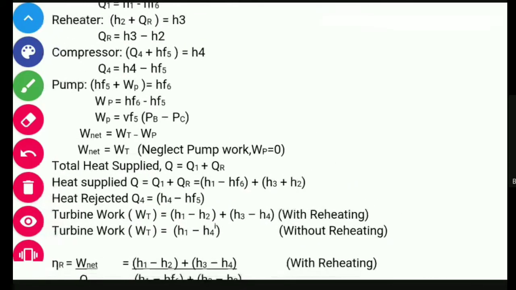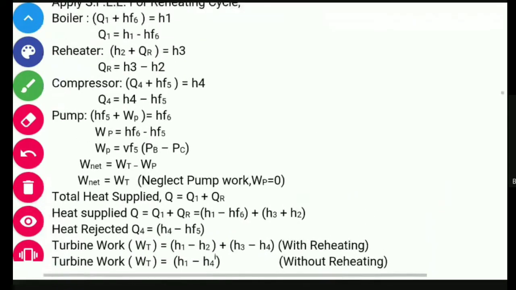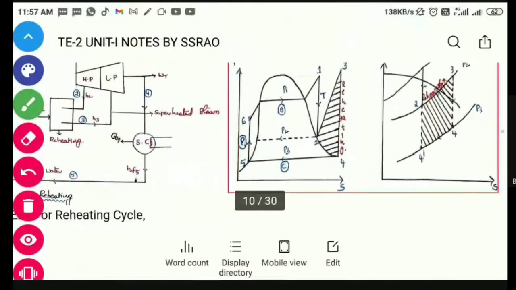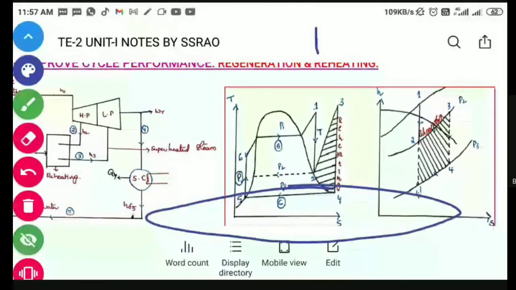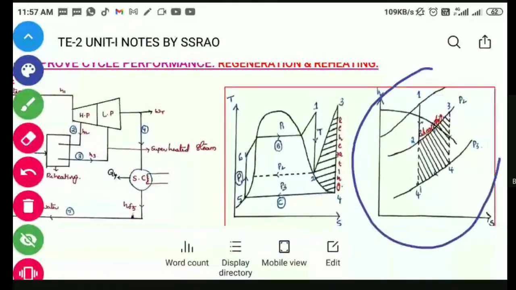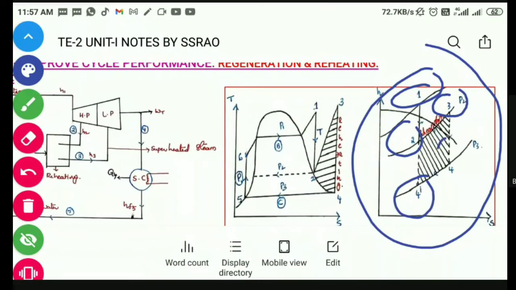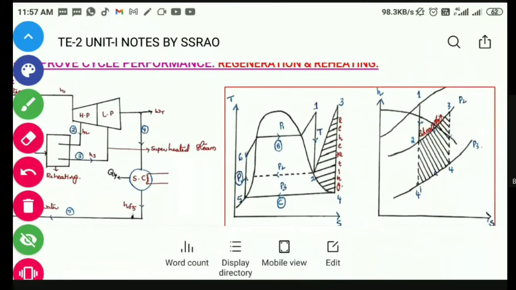Okay, that is the turbine work. And then see here, you can observe 1, 2. Let us see the TS diagram. 1, 2, 3, 4 dash and 4. We are giving the names like that. Okay.